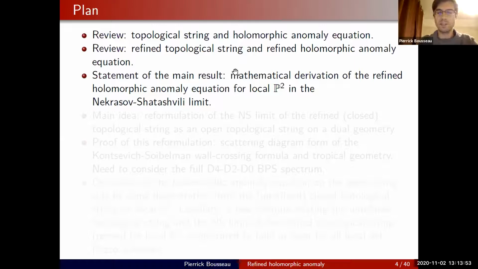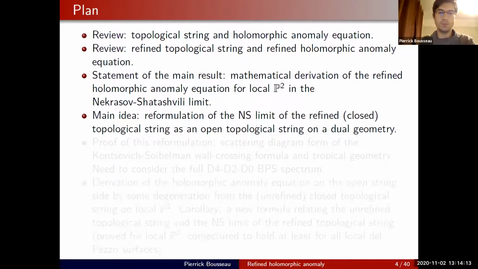Essentially, my definition of the refined topological string will be in terms of refined Gopakumar-Vafa invariants, defined geometrically as counts of M2 branes. But I will say much more about that. So here is just an overview, and this will be the main result. The main idea will be a reformulation of this Nekrasov-Shatashvili limit of the refined closed topological string, in this example of local P2, as an open topological string on a different geometry, a kind of dual geometry.